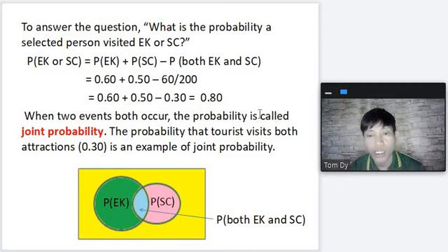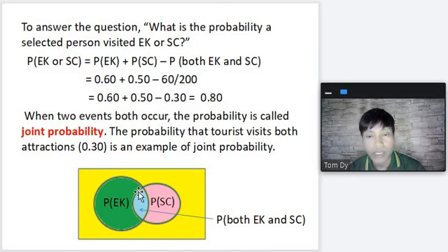The result will be 0.80. So when two events both occur, the probability is called joint probability. The probability that a tourist visits both attractions, that is 0.30, is an example of joint probability. This 0.30 is the result of 60 over 200.